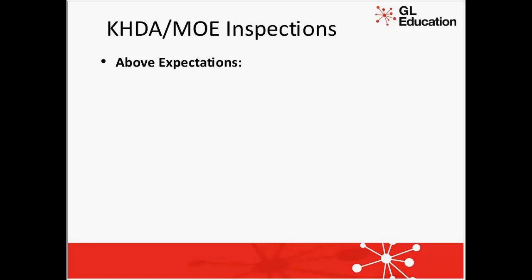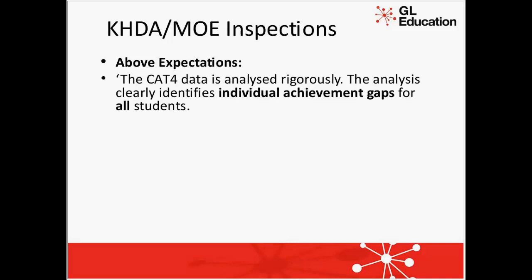If you're in the UAE, and if you're in Dubai in the Northern Emirates, then it's part of the inspection framework there. And to be above expectations these days, this is how you must be using the CAT4 data. So it needs to be analysed rigorously. It needs to identify individual achievement gaps for all students, and that's what we've just done in previous slides, is look at the achievement gaps between certain students in terms of their potential to what they're actually attaining.